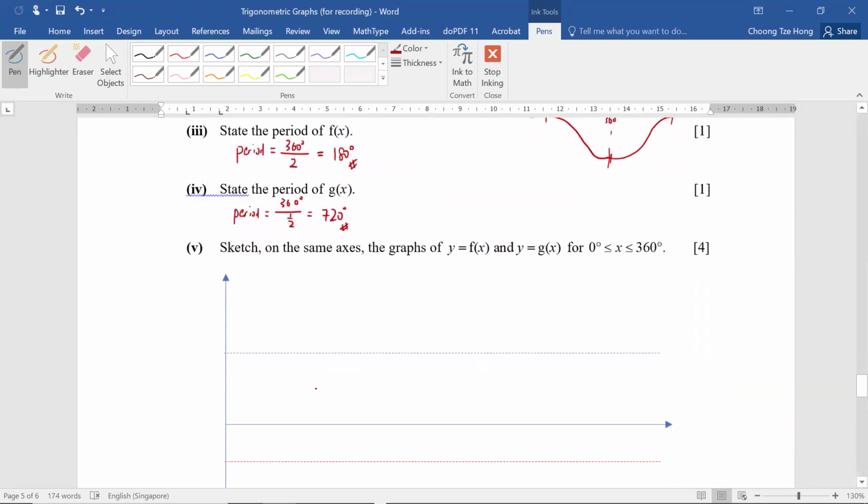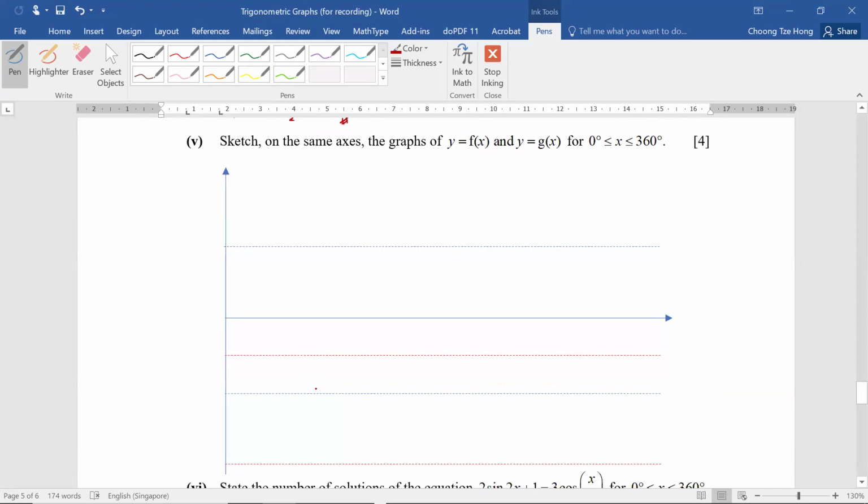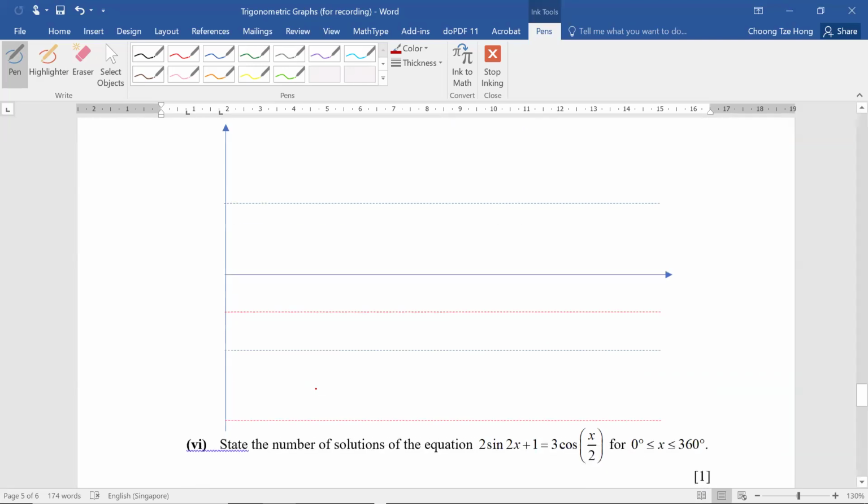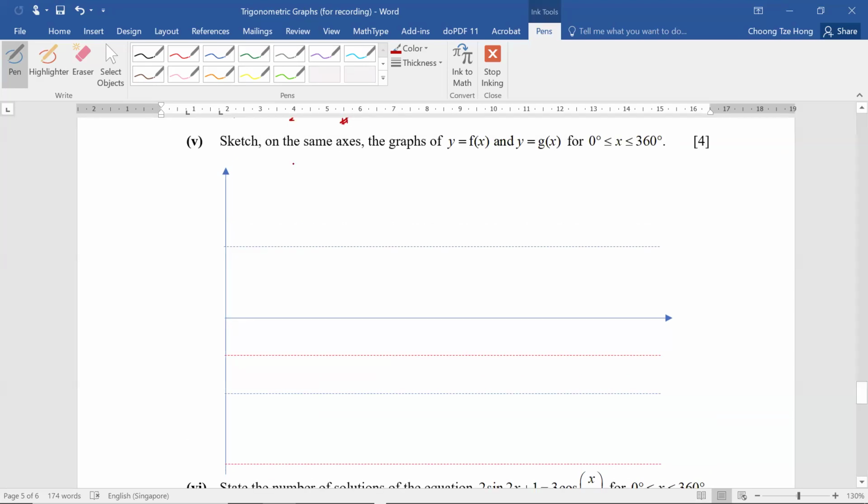Then in part 5, they want us to sketch the graph of y equals fx and y equals gx. Usually the way I sketch a graph is I set up the maximum and minimum points first, and then from there I set up the values on the x-axis, then we do the sketch. Over here you have fx and gx, so we call it y, and over here x. So let's sketch fx first.